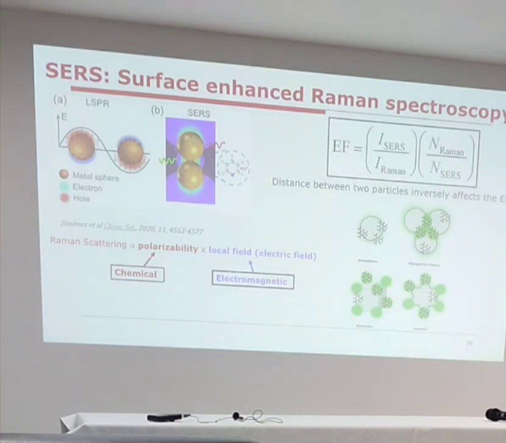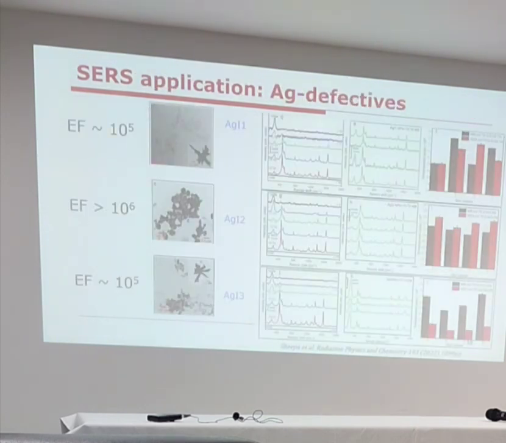But when we talk about polarizability and local field, these are two combined techniques which help us in predicting the Raman scattering of a given system. But we are mostly interested in the local field, which is the electromagnetic field here, because of the nanoparticles which we have produced. Okay, I'll just show you the results. I'm not interested in showing you the nanoparticles, but what is happening here is that when we start changing the particles, I'll go back a little.